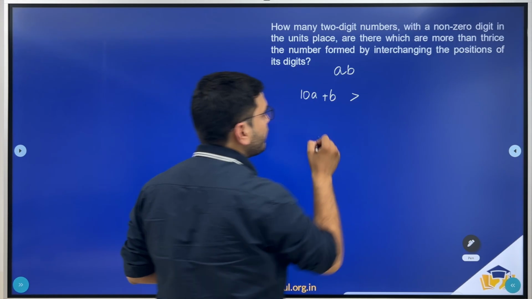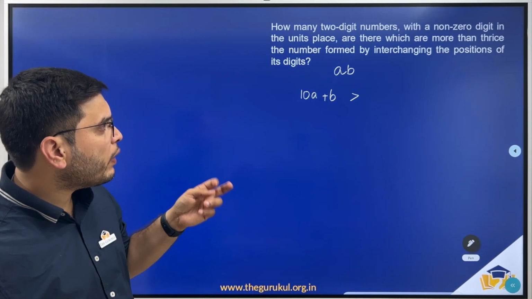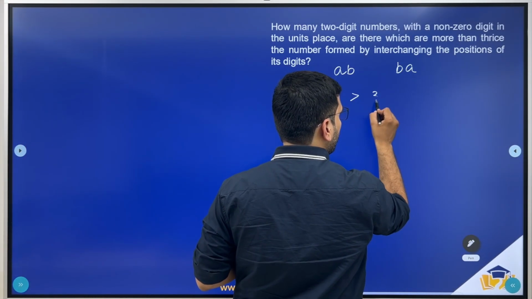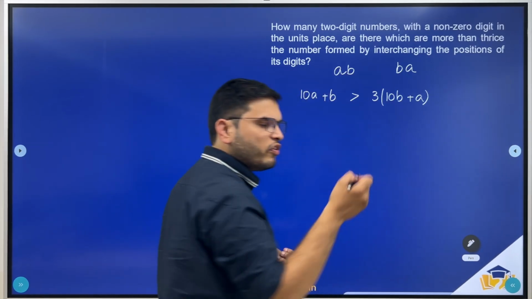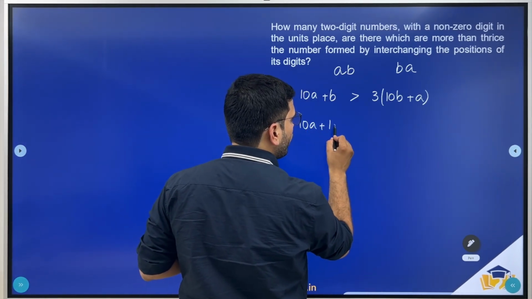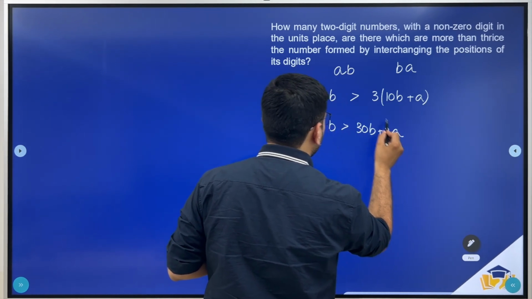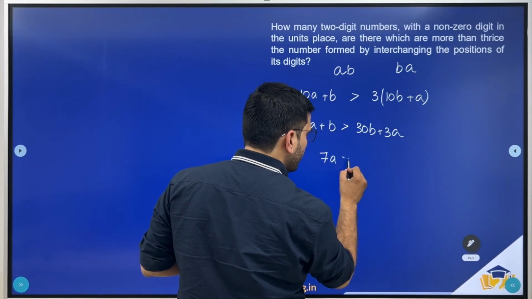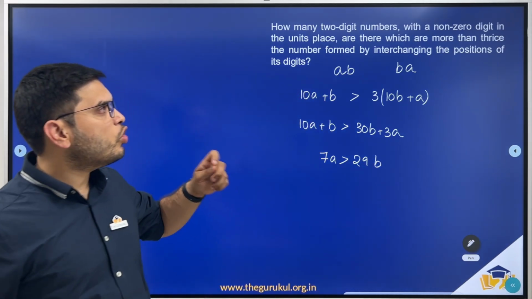Now this should be greater than what? 3 times the number found by interchanging the position of its digits, so it should be greater than 3 into 10B plus A, because 10B plus A becomes the value of that number. So 10A plus B should be greater than 30B plus 3A. Now sending 3A to the left hand side, 10A minus 3A, 7A should be greater than 29B.